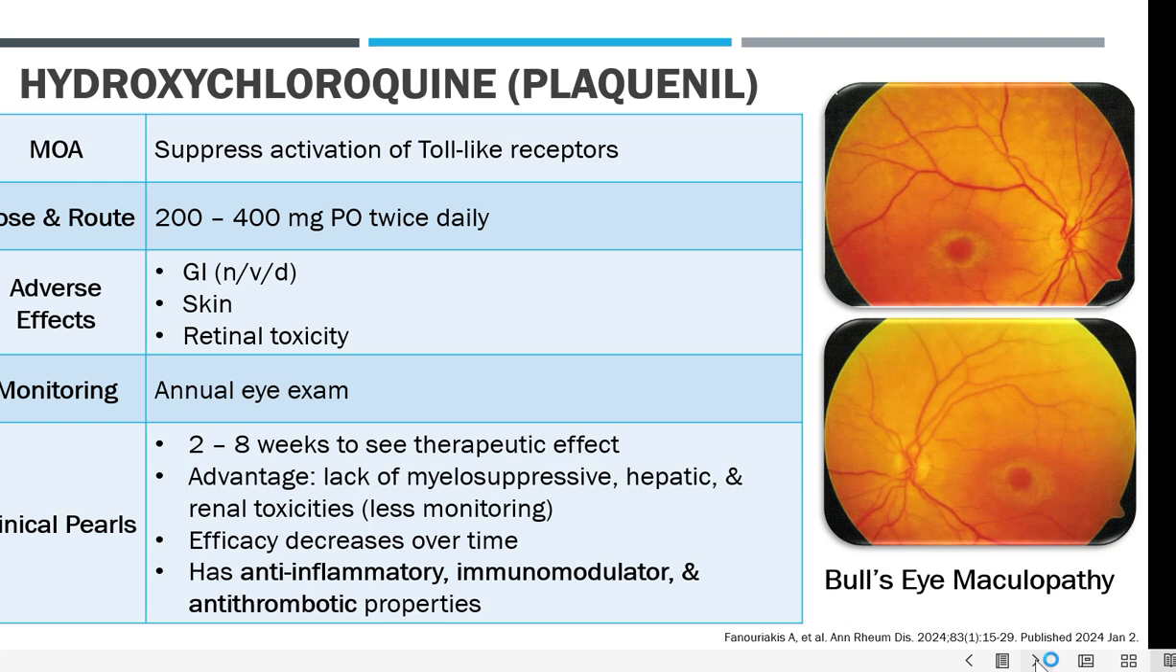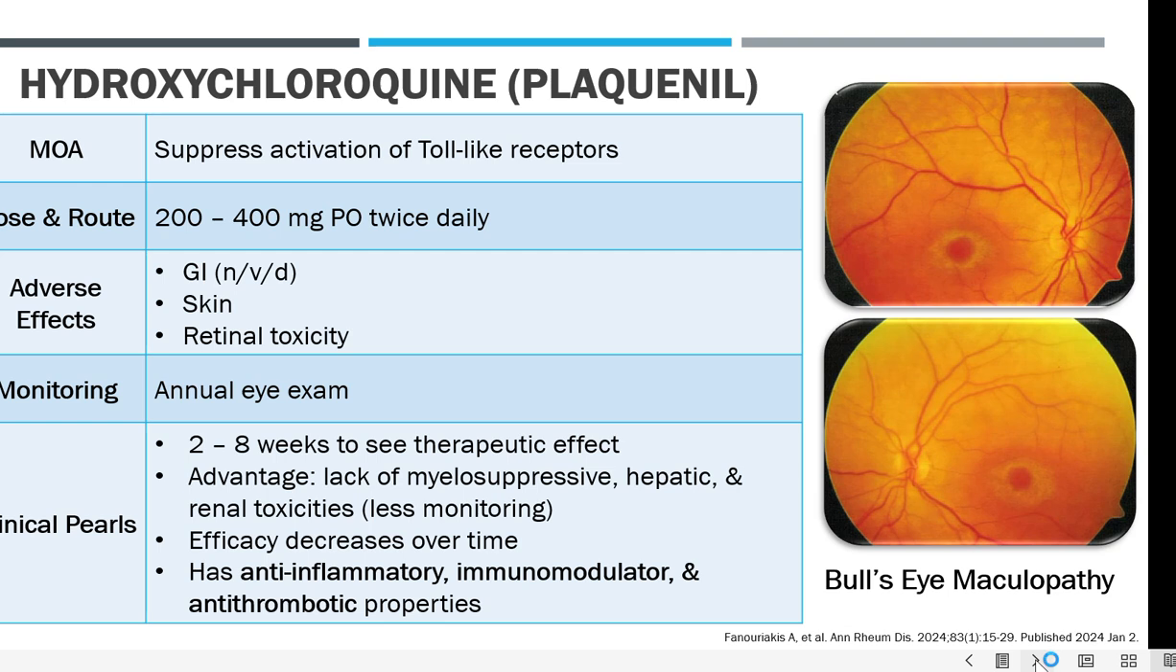Some clinical pearls when using hydroxychloroquine. You may have 2 to 8 weeks to see the full therapeutic effect. The advantages: it doesn't have any myelosuppressive effects or toxicities, requiring less monitoring than some of our other agents might have. However, the efficacy might decrease over time, and it does have anti-inflammatory, immunomodulatory, and antithrombotic properties, which might help with some of the side effects that you might see in SLE.